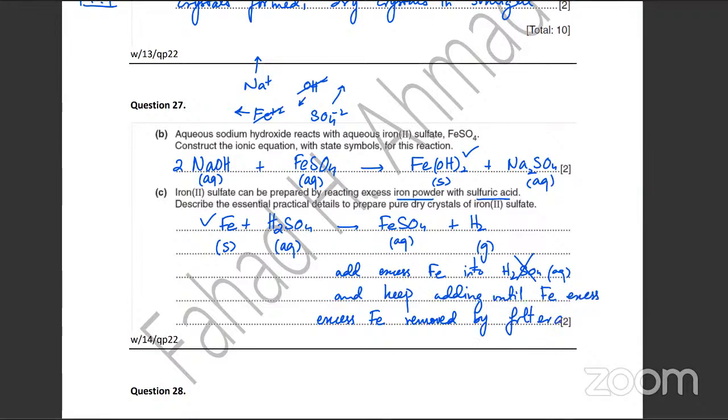Now your solution only has the product, which is FeSO4. So evaporate the solution to saturation point, and you crystallize this. So it's pure dry crystals, right? So you're going to focus on that. So the last part is to evaporate the filtrate or the solution.